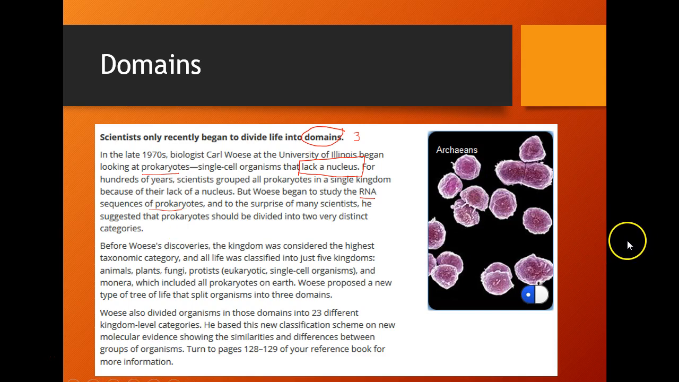Before they separated organisms into three domains, the kingdom level, which is right below the domain, was the highest category. So we had animals, plants, fungi, protists, and Monera, which included all prokaryotes on Earth. However, with this new discovery, scientists believed that we should include a more general classification, the domain, including three different domains: the eukaryotes, the bacteria, and the archaeans.